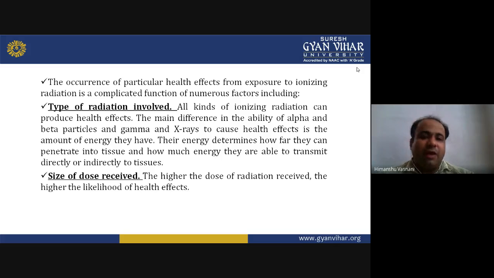All kinds of ionizing radiation can produce health effects. The main difference in the ability of alpha, beta, gamma and X-rays to cause health effects is the amount of energy they have. Alpha and beta particles have different energy, and gamma rays and X-rays have different penetrating strength. The amount of energy they have determines the health effects, and their energy determines how far they can penetrate into tissue.